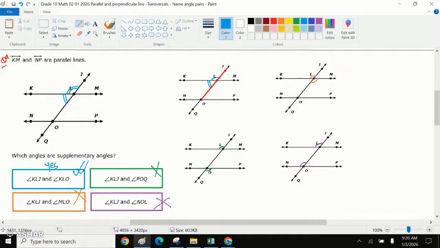Supplementary angles would sum up to 180 degrees. That's what we had to find over here, that this first option is the correct answer.